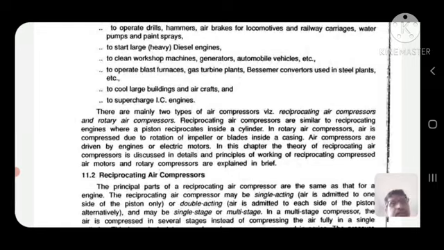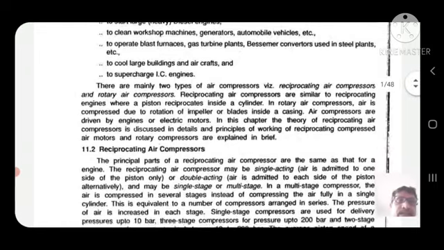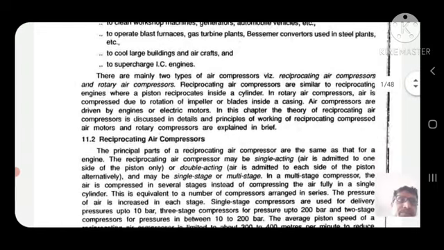To operate blast furnaces, gas turbine plants and Bessemer converters used in steel plants; to cool large buildings and aircraft; to supercharge IC engines. There are mainly two types of air compressor, that is, reciprocating air compressor and rotary air compressor.